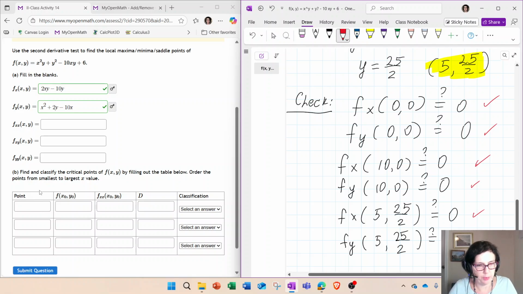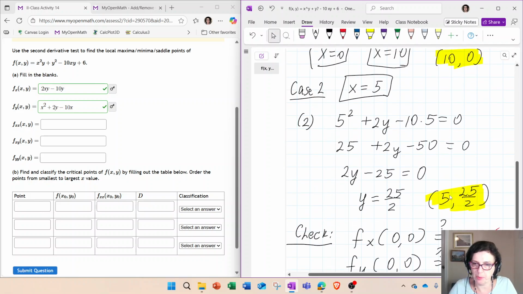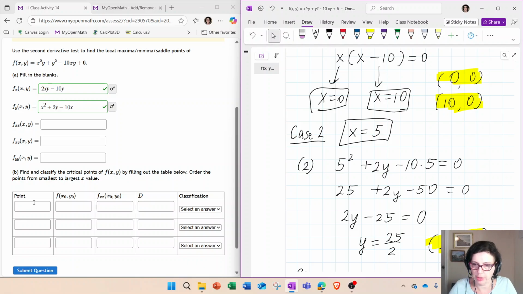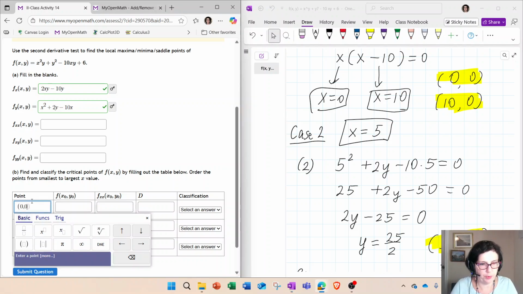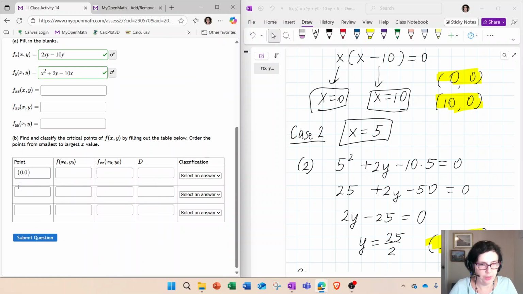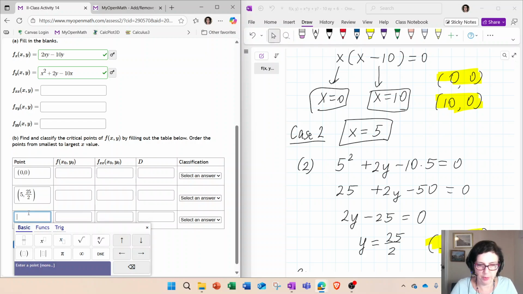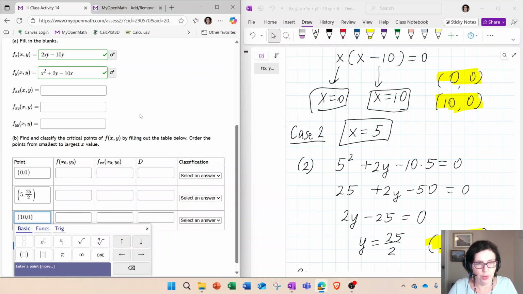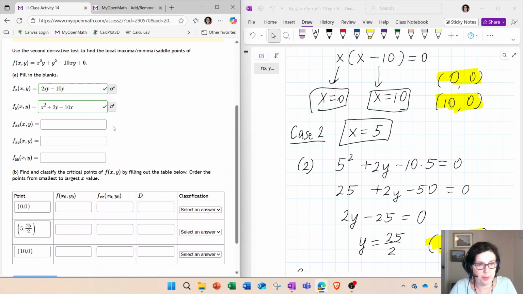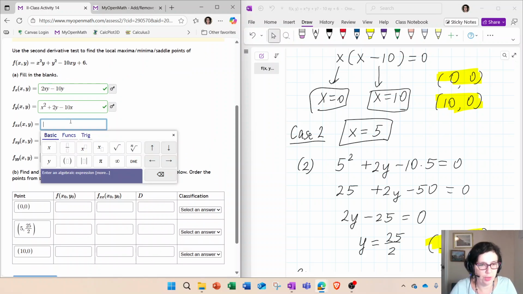Now, when you list them here, you want to order them from the smallest x value to the largest. So I think the first one would be (0, 0). Then the next one would be (5, 25/2), and the last one would be (10, 0). Okay, so now we have to find the second partials. So let's go ahead and do that.